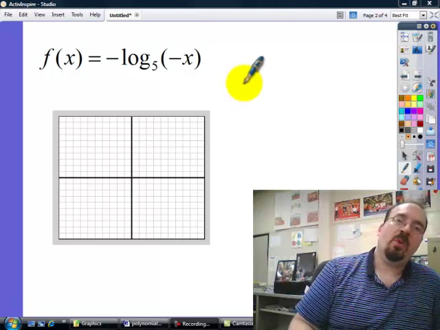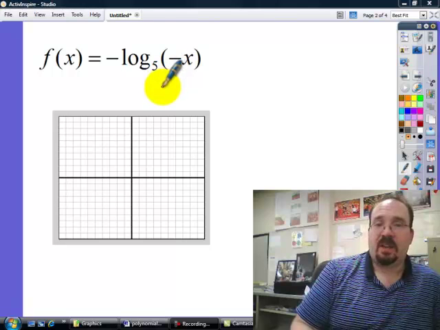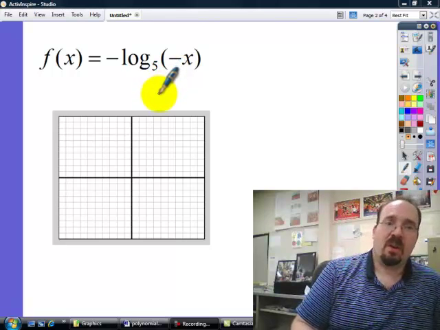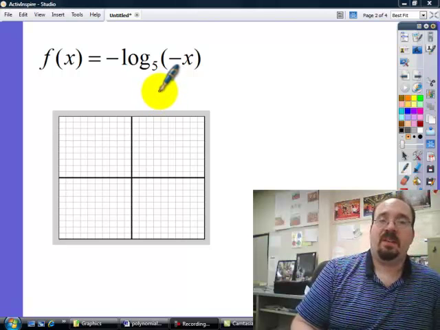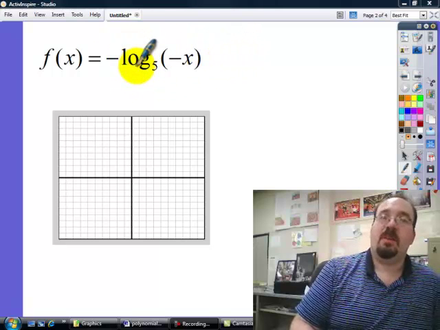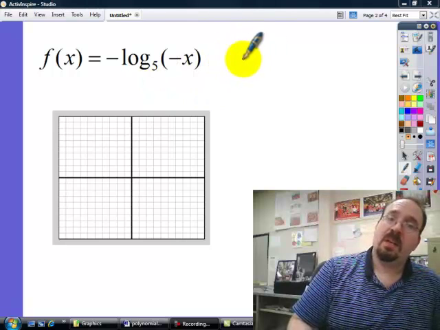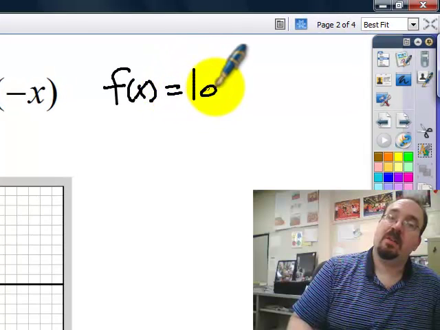Hi, I'm going to do one more graphing problem for you. Negative log base 5 of negative x. Now you're probably looking at this and thinking to yourself, I don't even know where to start something like this. This is just crazy. But just go back to the basics. A function that is a little bit more basic than negative log base 5 of negative x, but still related to it, is log base 5 of x.